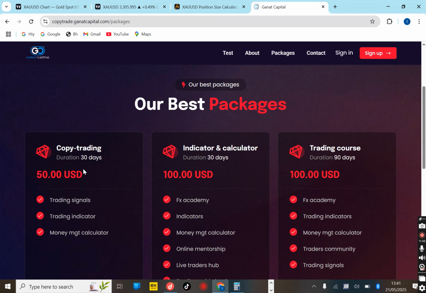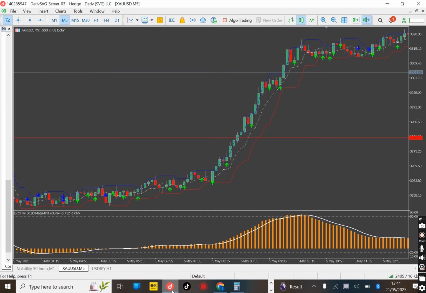But if you want to trade personally yourself, then you need to get the indicator. You have the indicator and the calculator, which is what we are talking about today. Without wasting much time, let me show you how the indicator works, then we go to the calculator.